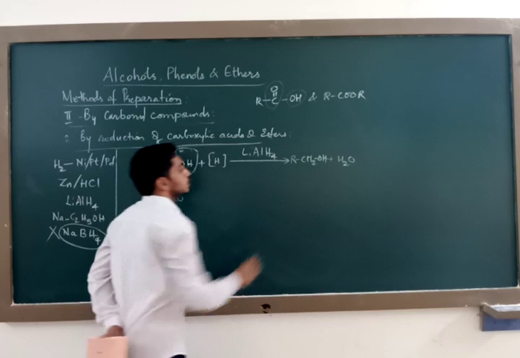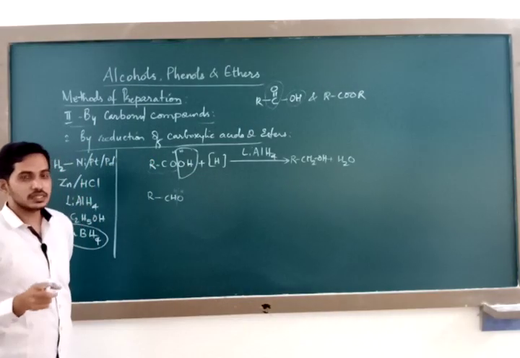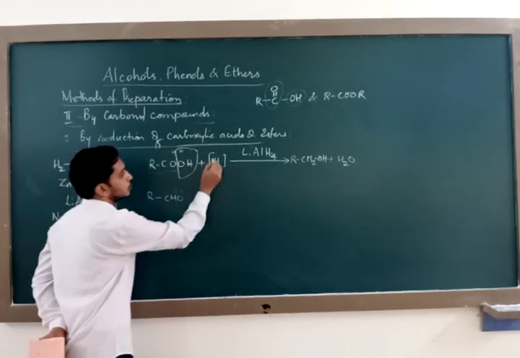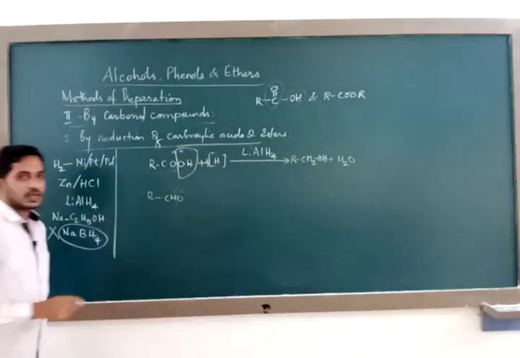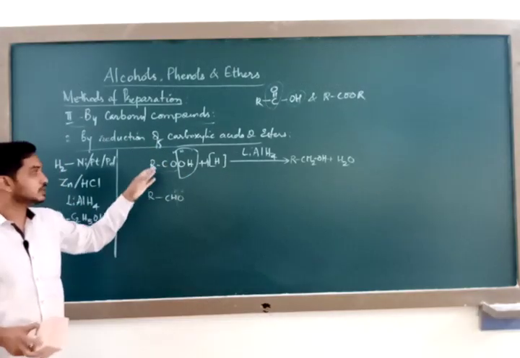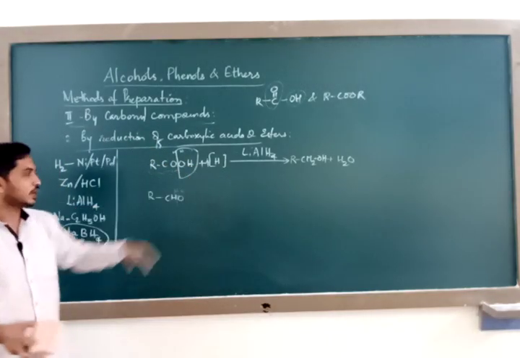RCH2OH. So the total number of hydrogens that you utilized in the reduction of a carboxylic acid are 1, 2, 3 and 4. So write 4H. When will you write 2H? In the case of aldehydes and ketones. In the case of carboxylic acids, you need 4 hydrogen atoms.